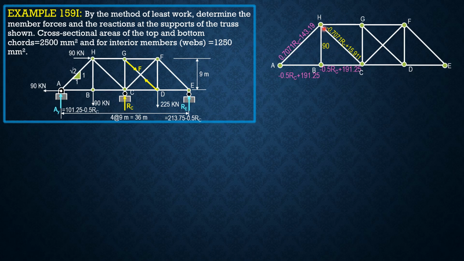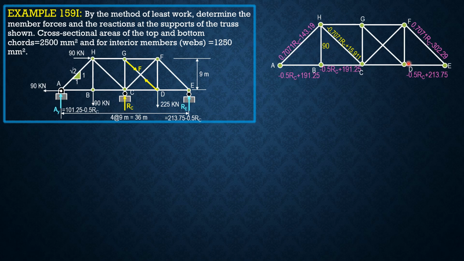At H, summation of forces vertical, so we have negative 0.707 R sub C plus 15.911. And summation of forces horizontal, you'll get the value of HG also here. So you proceed to joint E, summation of forces Y, then you will get the force in EF, 0.7071 R sub C minus 302.29. Summation of forces X, you will get negative 0.5 R sub C plus 213.75 for DE.